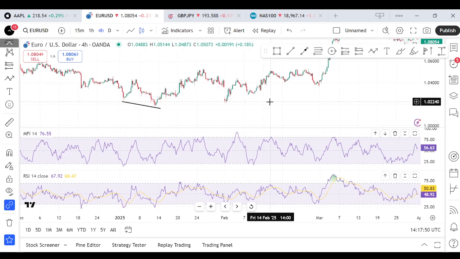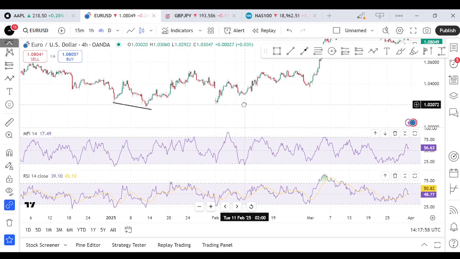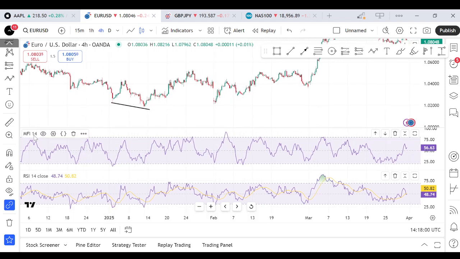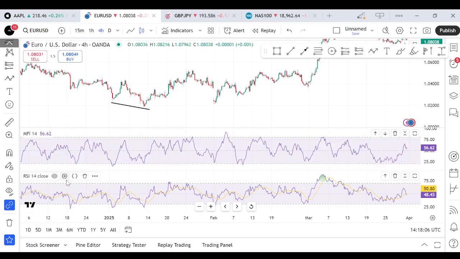So first of all, I'll explain these indicators. But before that, you should know that this is the TradingView platform and we are on the 4-hour time frame. And we have the two indicators on our charts. This is the MFI and this below is the RSI.